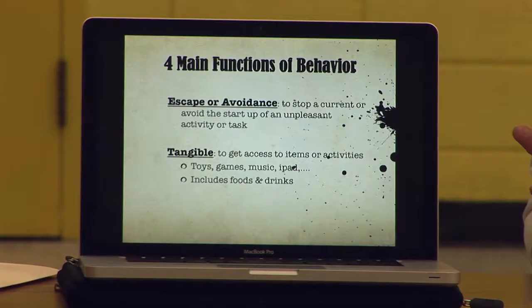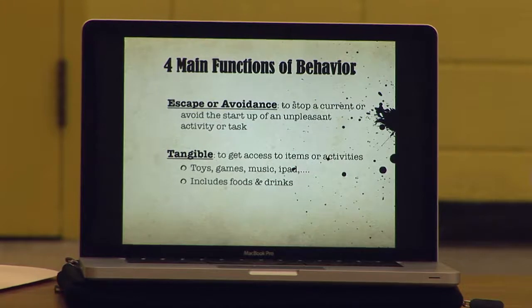Again, you will start to see that every time your data indicates a problem behavior occurs, if the antecedent is you give an instruction and then the behavior occurs, then that is one way that we say, well, every time I give him instruction, he starts screaming. And we'd say, okay, screaming is then maintained by escape or avoidance.